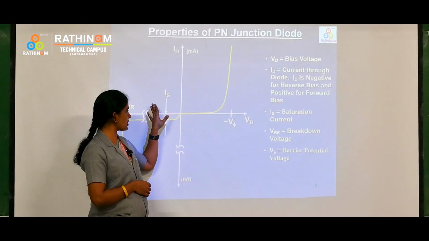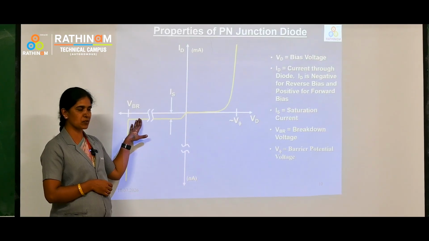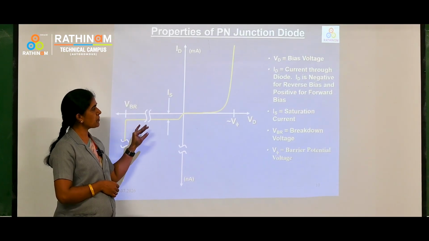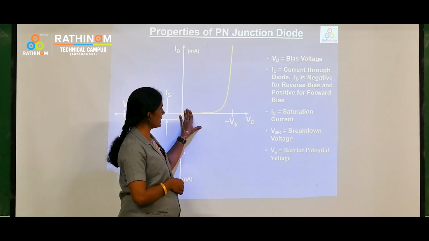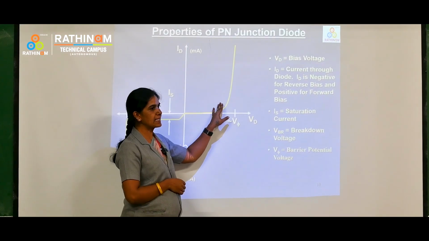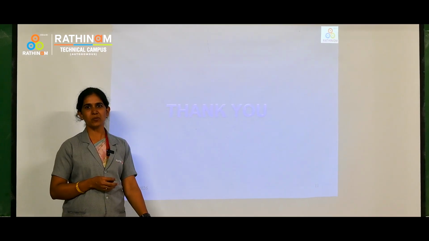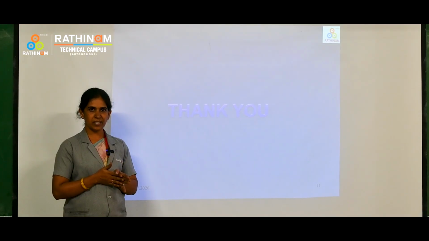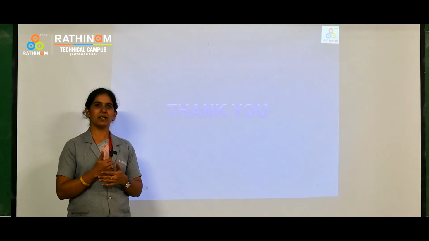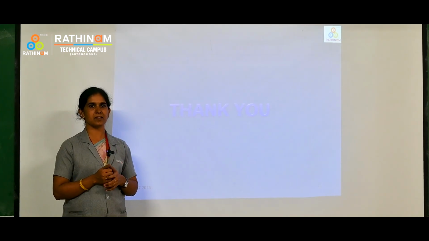In reverse bias condition, there is no current, only a minimum amount of current flows through the diode because of minority carriers, and during the forward biased condition, the current increases in proportion to the applied forward bias. So the diode is used in different applications like converting AC into DC and in wave shaping circuits like clippers, clampers and multivibrators.